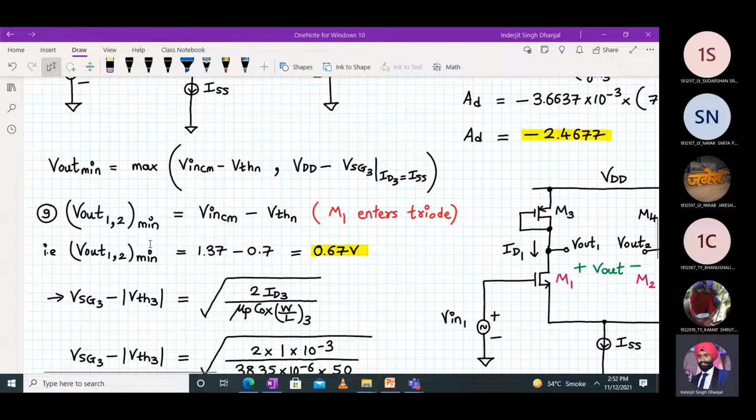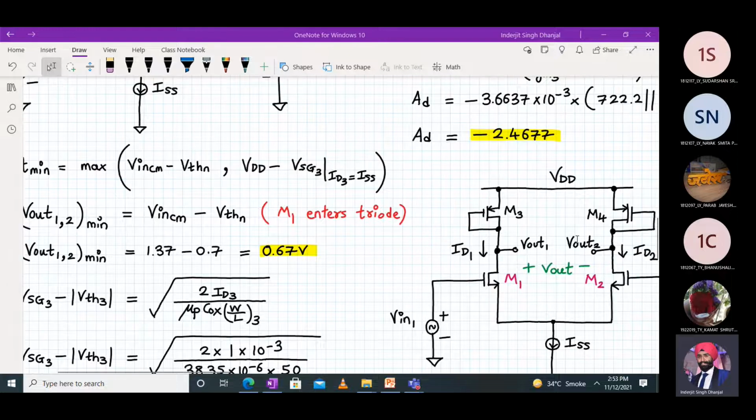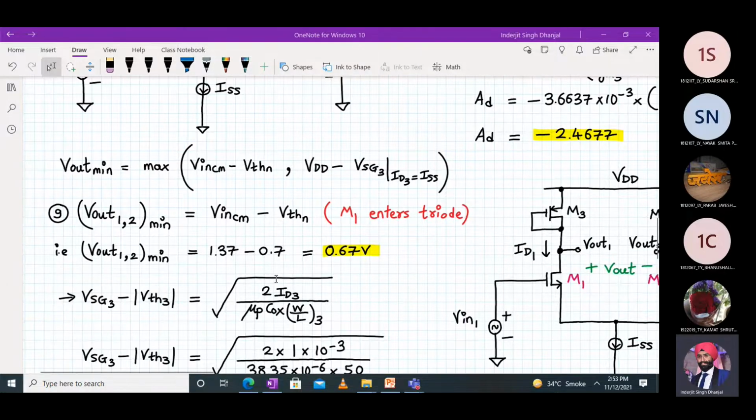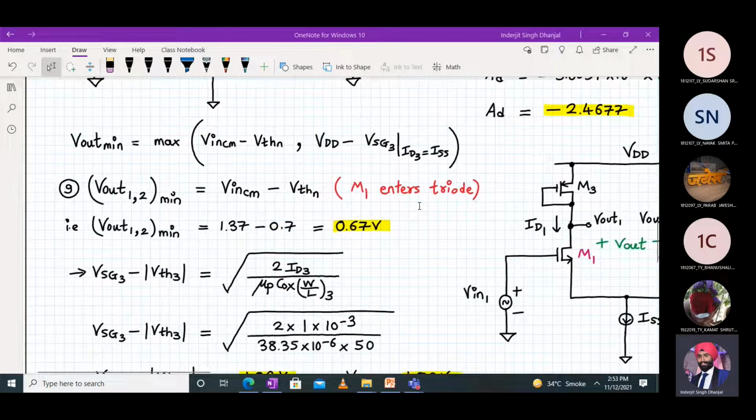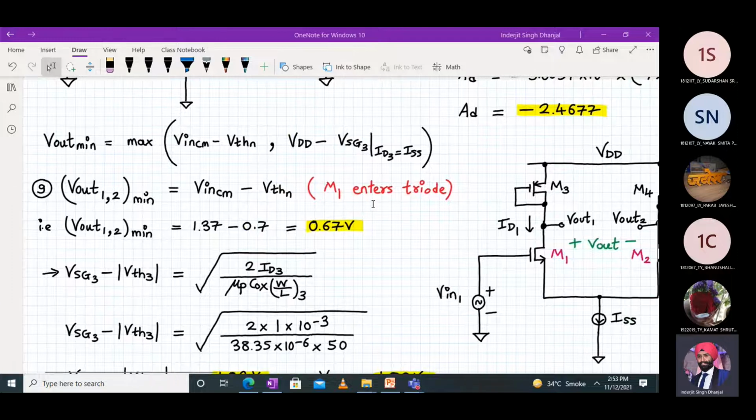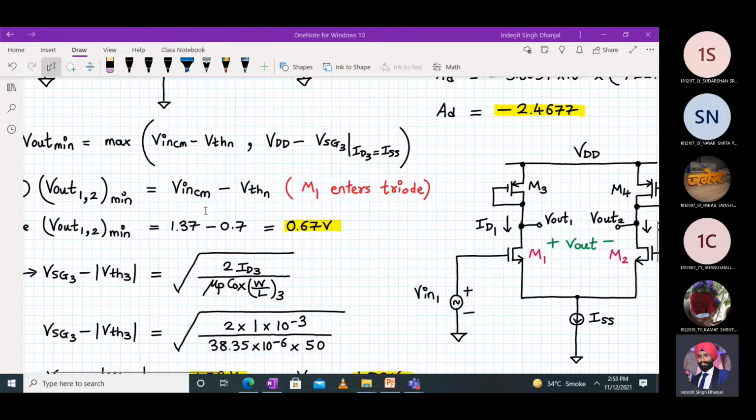So V out minimum will be V in CM minus VTN. And V in CM is how much? 1.37. And VTN's value is 0.7. So your V out 1 or V out 2 will be 0.67 volt. Basically your M1 transistor enters into triode region under this condition. V out minimum value of 1 and 2 will be V in CM, input common mode voltage, minus VTN.